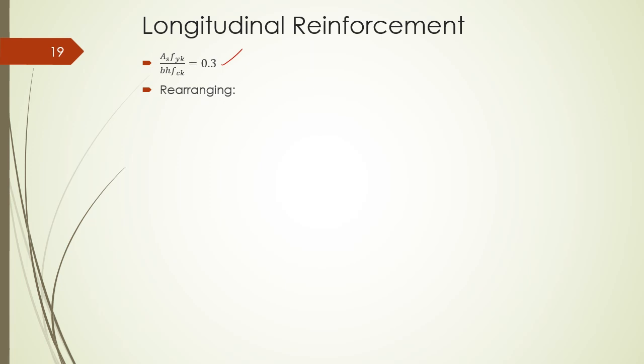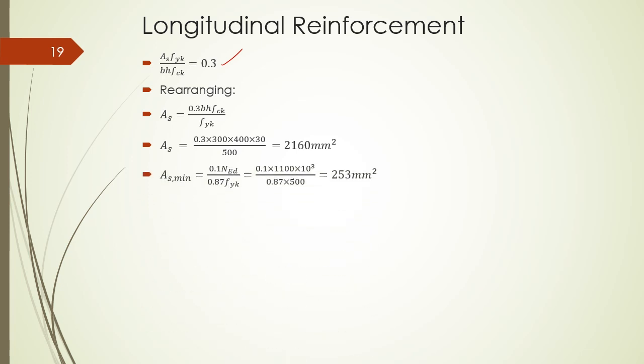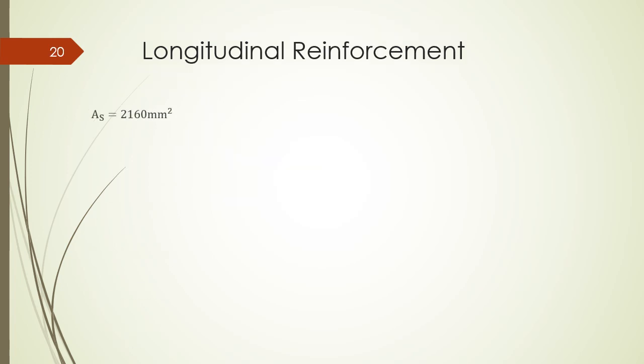We could rearrange this to get the area of steel as the subject. We compute the figures to get the area of steel required as 2160 millimeters squared. Then we'll need to compare this with the minimum allowable in the code, in our case 0.1 NEd over 0.87 fyk. This is provided to you in the handout. We'll find that the nominal area of steel we require for this column is 253. And since the area of steel required is greater than the minimum, we provide the area of steel that is required, which was 2160 millimeters squared.